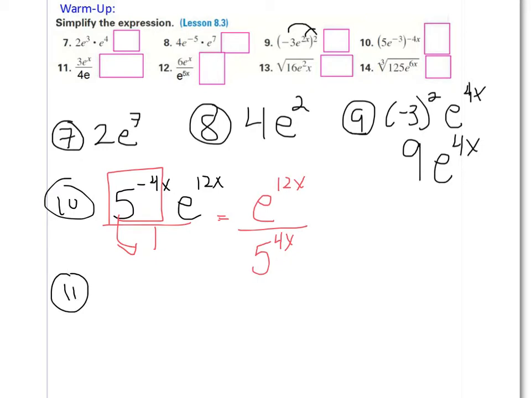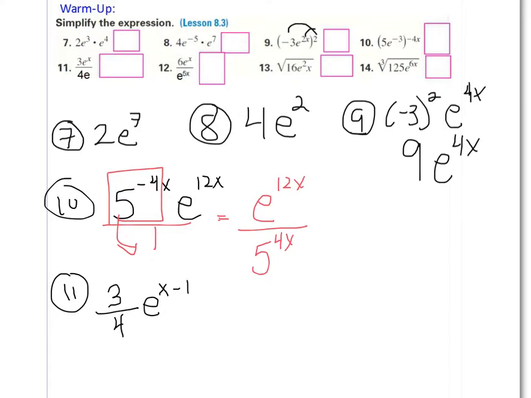For 11, we'll divide our coefficients. And then for the e terms, the denominator has a power of 1, so we're going to subtract our exponents. So the final answer is 3/4 e to the x minus 1.